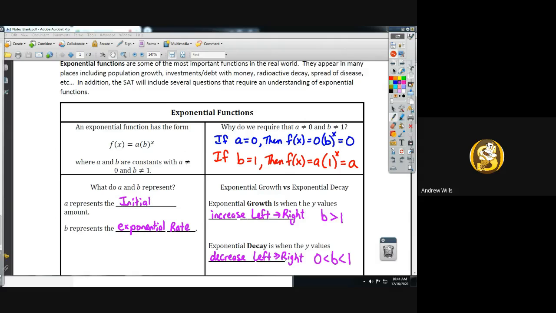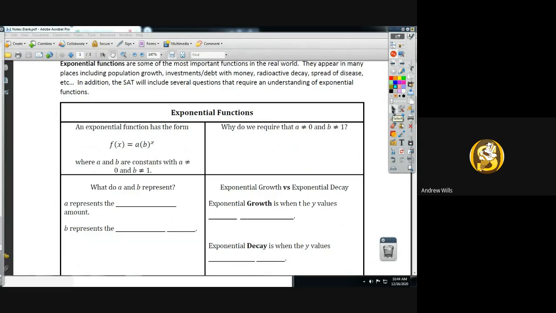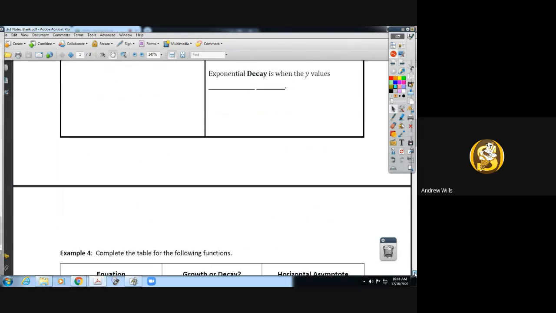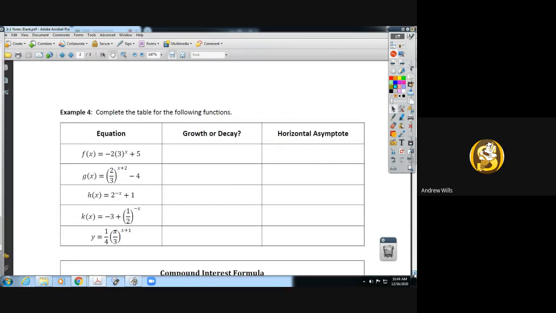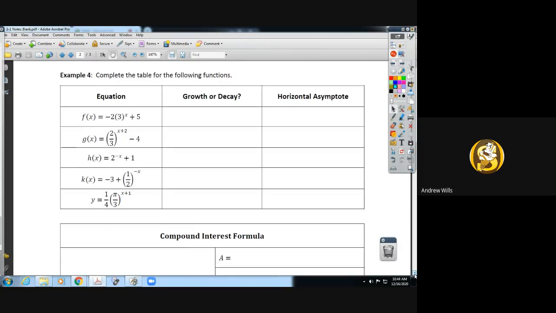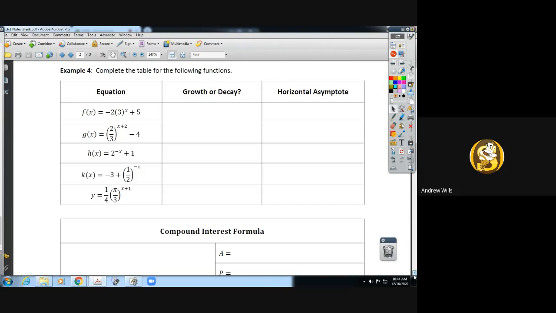Okay, so on to the next section here. I think we're finally going to get into some stuff where we actually ask questions where I can do something with them. Okay, so example 4 here. Let's talk about growth and decay and how we figure out the horizontal asymptote. Okay, so here we have a function, f of x equals -2 times 3 to the x power plus 5.